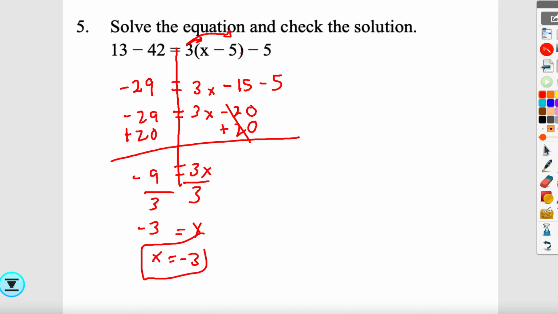Plug it in here for x, right? So you'll get negative 3 minus 5, which is negative 8. And then we get 3 times negative 8, which is negative 24, minus 5, which is negative 29. And then we get negative 29 here, which is true. So this is the correct solution. So this is for checking. We're just plugging it in and simplifying it. I did that out loud by talking it out. You do the algebra by plugging it in.